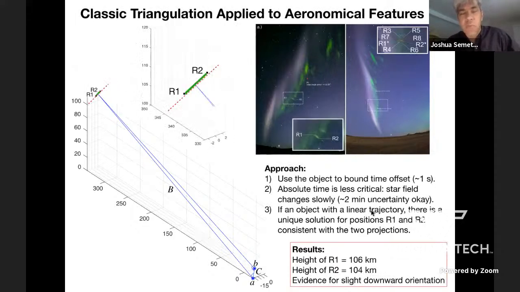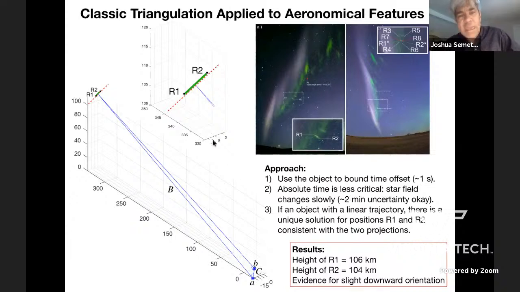And so Michael has worked on this problem quite extensively, and he's taken a very interesting approach, which is, well, we may not know exactly which points line up in the left image to the right, but we can say by the observations that we're moving along a linear trajectory in three-dimensional space.